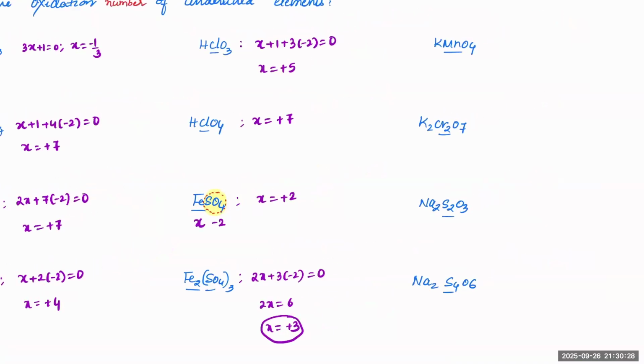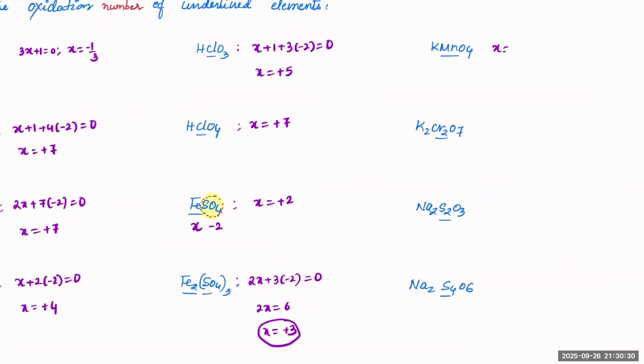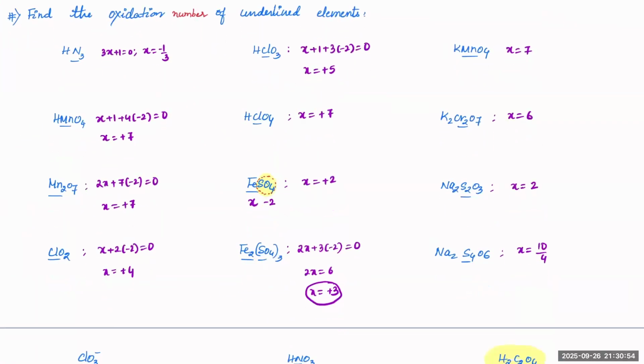This is for sulfate. KMnO4 we learned x is equal to 7. K2Cr2O7 we learned x is equal to 6. Na2S2O3 we learned it as S2O3 2 minus, where x is equal to how much? 2. Okay, and here we learned x is equal to 10 by how much? 10 by 4. Okay, so please check this out.